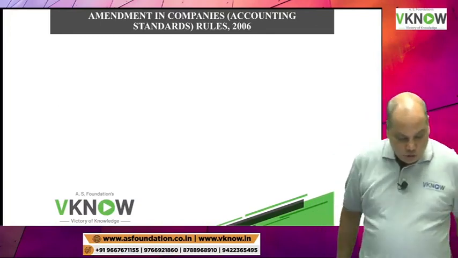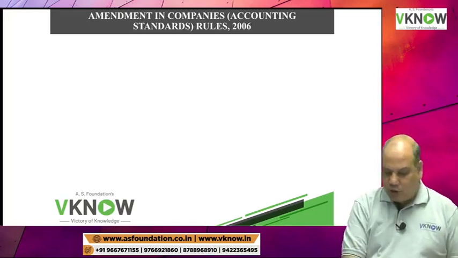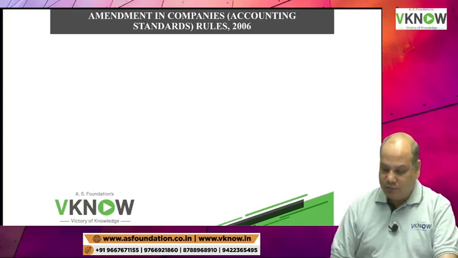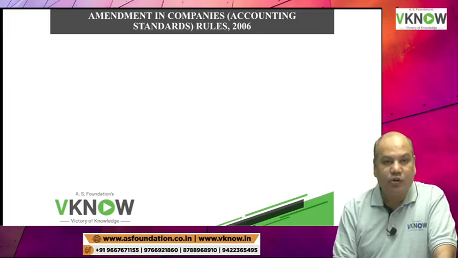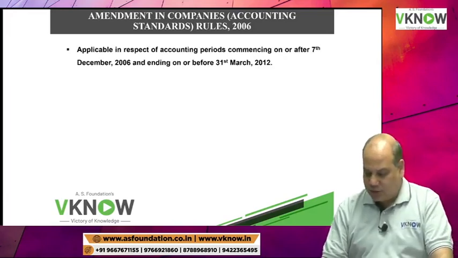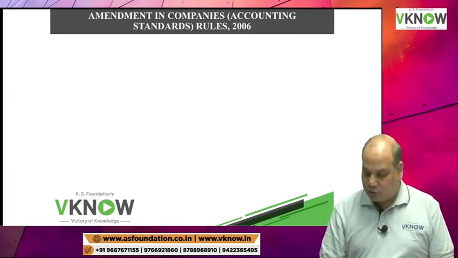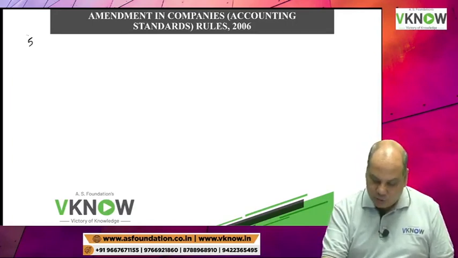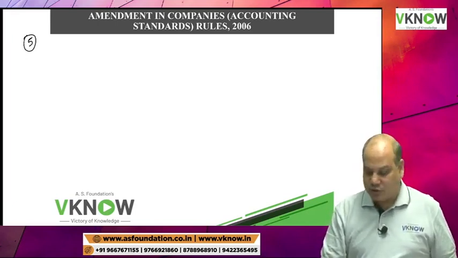Now you are on page number 2 of this chapter. We are talking about recognition of exchange difference. Now, just now you have written a note that exchange difference will be transferred to P&L account, but there are some exceptions. So I will tell you the reason for this exception. Paragraph 5 in your book, you will find there is an amendment in Companies Accounting Standard Rules 2006.